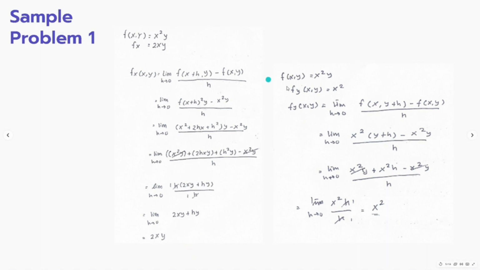The same goes for y. If we derive the function with respect to y, the result will be x squared, and we can prove this by using a limit. As we all know here, f(x, y plus h), which means that the x is held constant and the y is changed. Then we calculate it, eliminate some terms, and we get the result here, and it is also proven by using a limit.